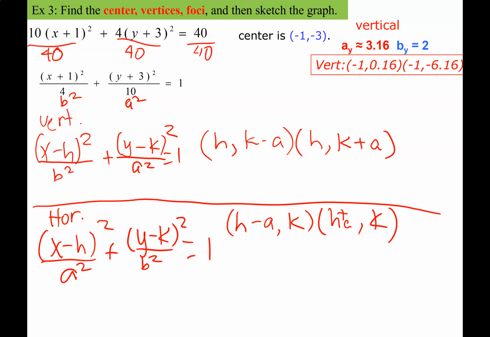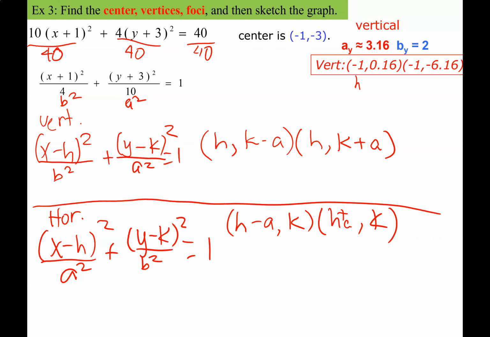All right, and where did I get this vertex from? So this -1, again, is coming from that h value. And the -3 is where I added that 3.16. And then how did I get this -6.16? Well, I did -3 minus 3.16, and that's how I got that -6.16. My bad, I did that backwards.